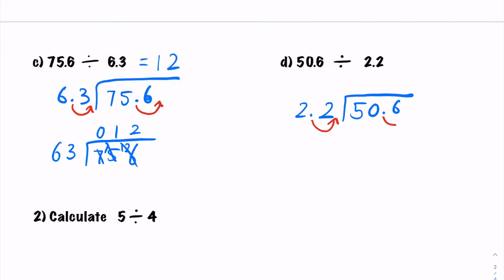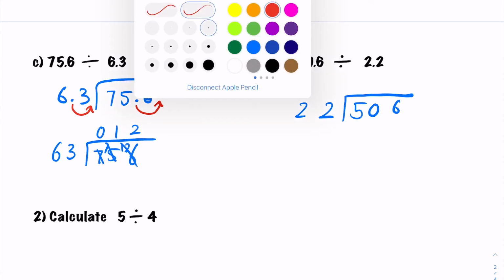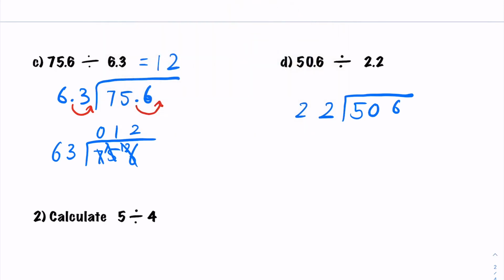And this can go over here just to become 506. So we might as well just rub those out. 22 and 506. So we're doing 506 divided by 22, and that's going to give us the same result. So how many 22s go into 5? Well, none. Carry the 5 over. How many 22s go into 50? Let's just work that out.